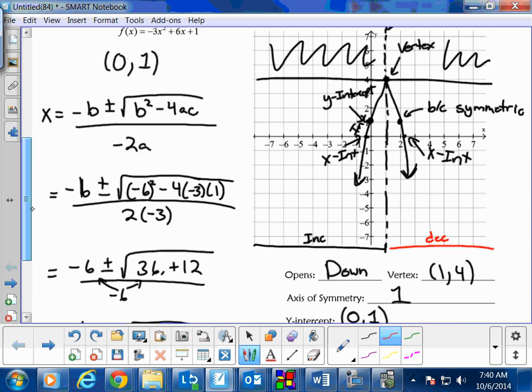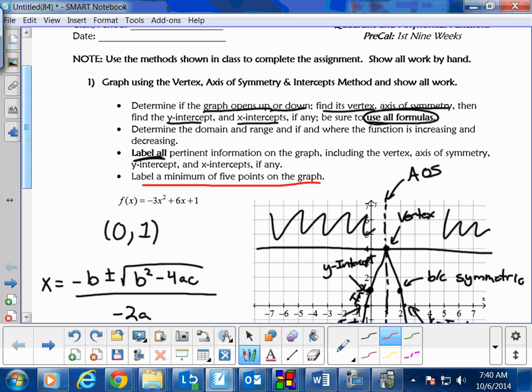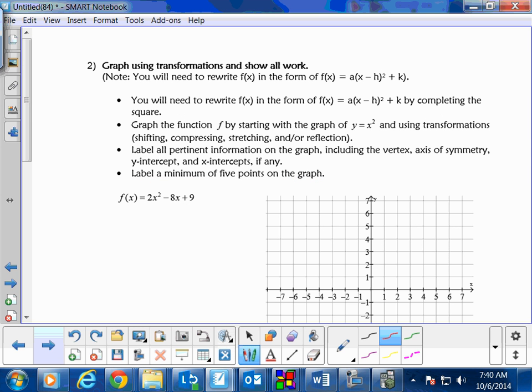Okay, now that was the only problem on this page, so let's go ahead and move on to the next one. And now, let's see if we can start solving this one. It says graph using transformations. It says, first of all, you need to rewrite the form into this form. Now remember, we call this vertex form. And we said mathematicians love this form because it's easy to see the vertex and the transformations. So it says you need to first rewrite that by completing the square. So let's go ahead and start with that task first.